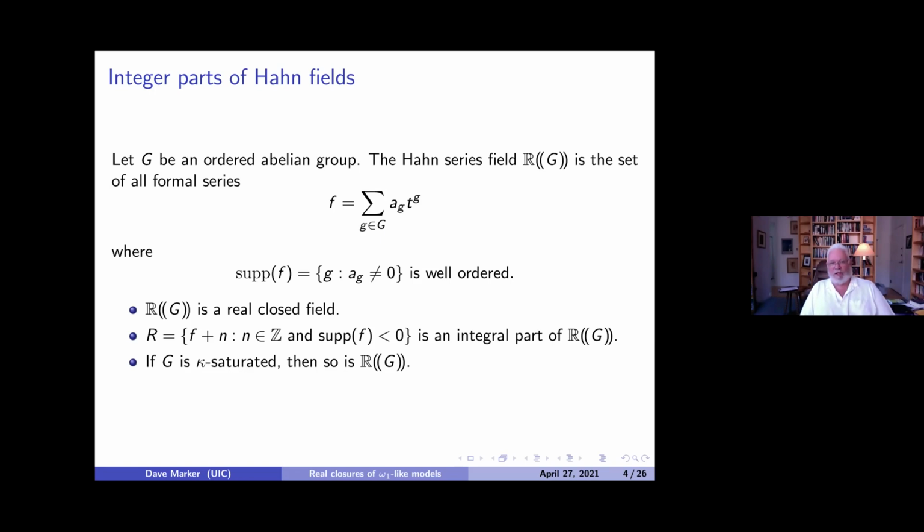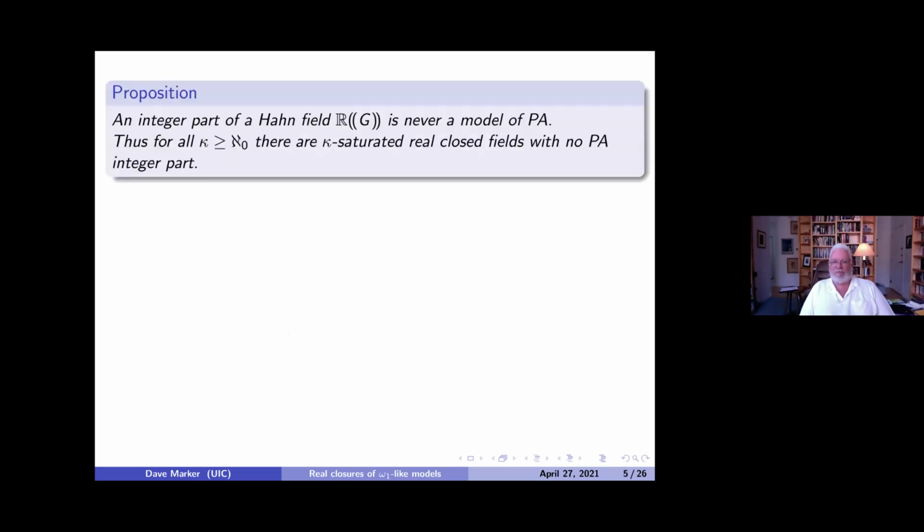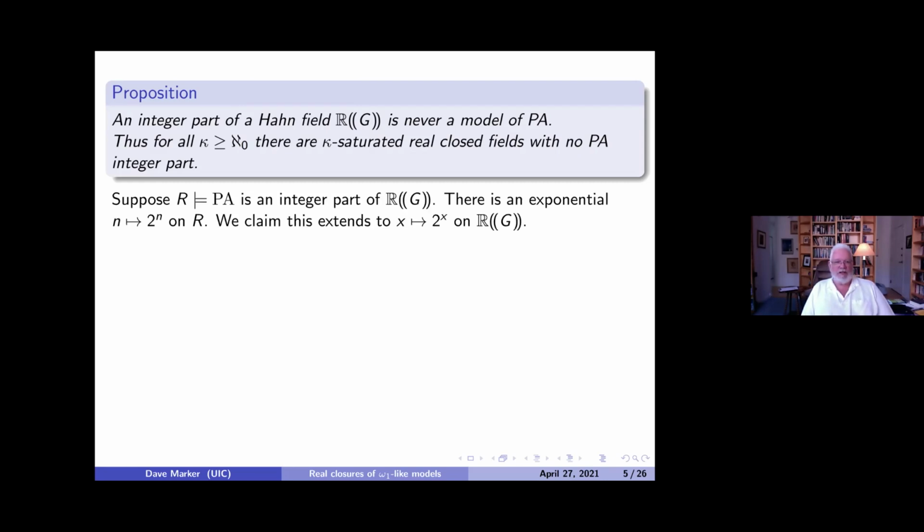And what I want to argue is that, okay, I've shown you one way to get an integer part. There might be lots of other ways, but I can't get an integer part of a Hahn series field that's a model of Peano arithmetic. So for all kappa, this gives me kappa saturated real closed fields with no Peano arithmetic integer parts. And the argument here is kind of simple, modulo a theorem. Suppose I have a model of PA that's an integer part.